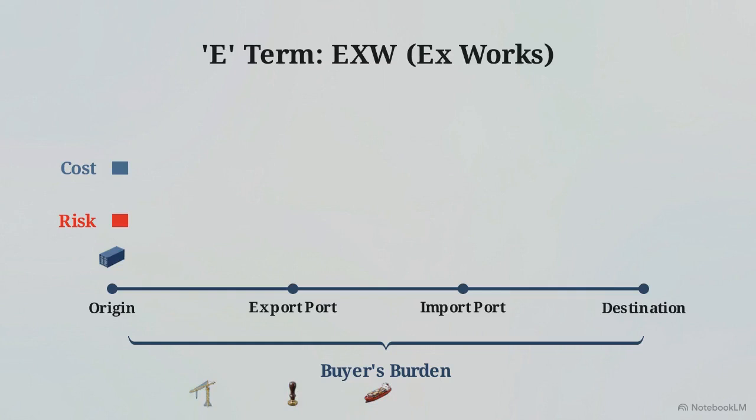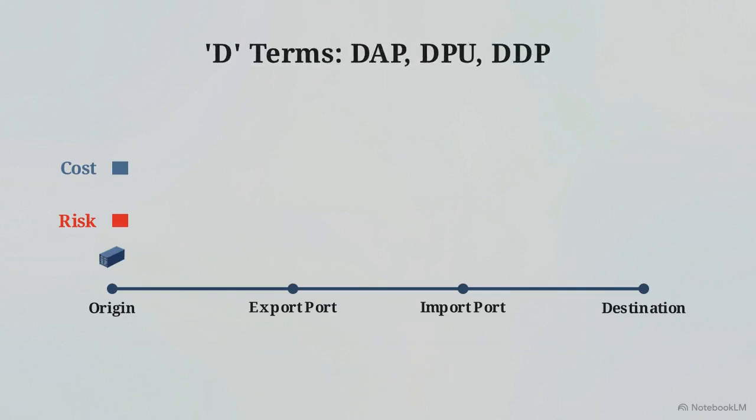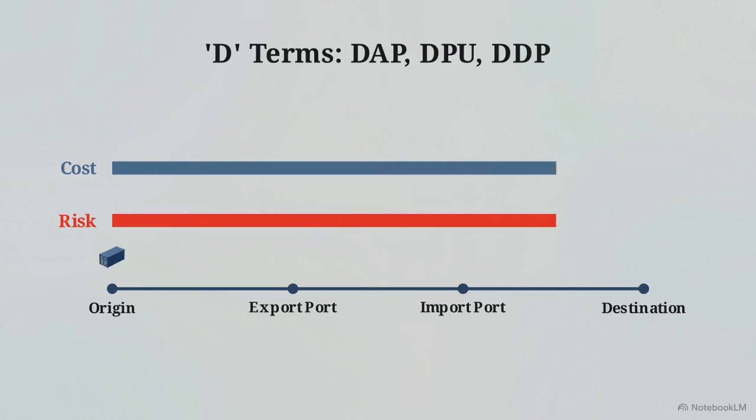If we slide the scale to the opposite extreme, we hit the D terms, DAP, DPU, and DDP. Under these terms, the seller takes on the maximum operational burden. They arrange the main transport, and both the financial cost and the physical risk stay with the seller all the way to the destination node.